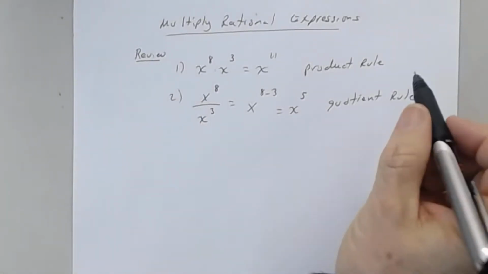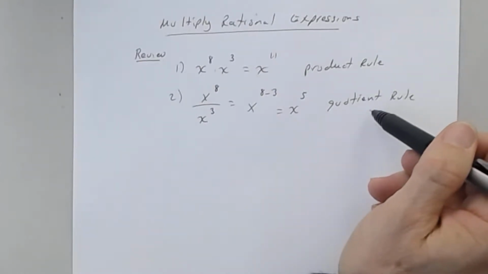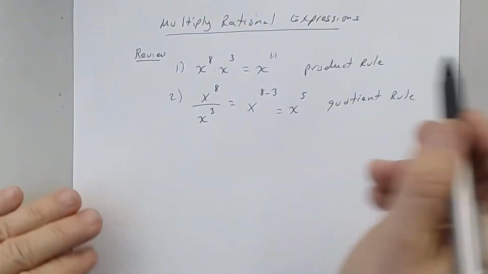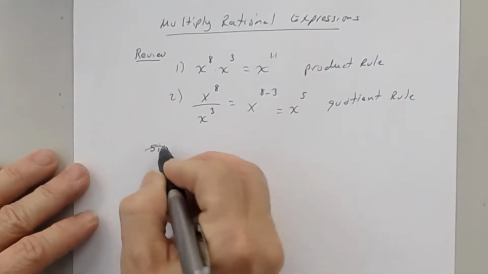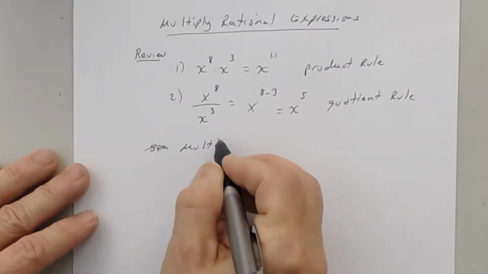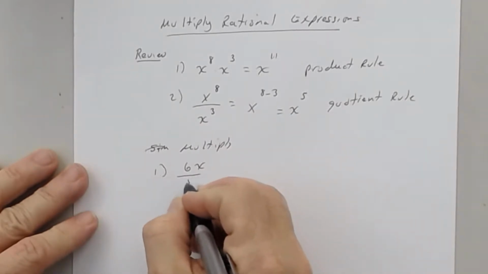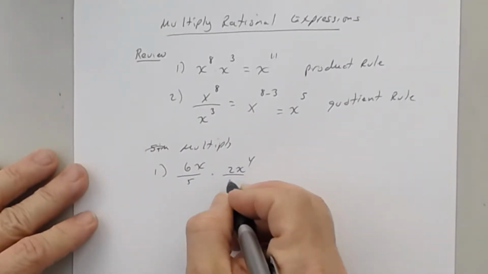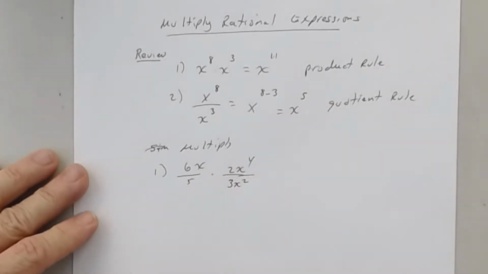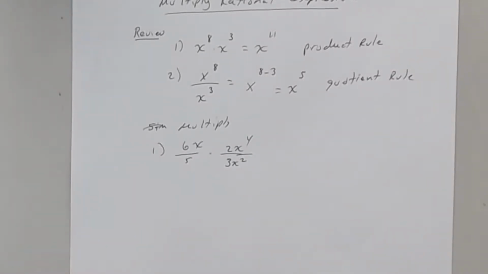Right, so this was the product rule for exponents, and this is the quotient rule for exponents. All right, so that's going to be needed with what we're about to do. Okay, so now we're going to simplify. Multiply, rather. Let's call it multiply. Number 1. You have 6x divided by 5 times 2x to the 4th divided by 3x squared.